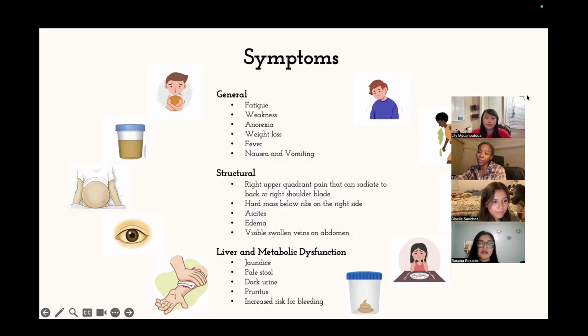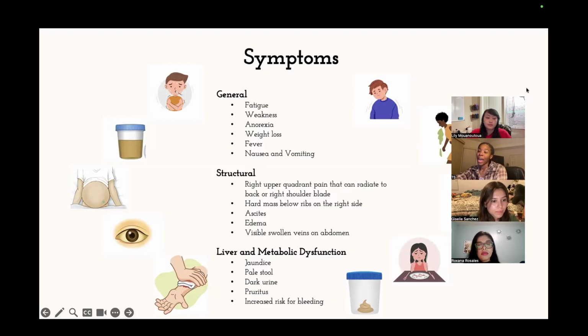They could have a mild fever due to the inflammation from the tumors or secondary infections. And a lot of patients with liver cancer say that they feel sick to their stomach. This is because the liver can't process toxins well, so they're going to be very nauseous and they may vomit. The structural symptoms are due to the tumors that develop in liver cancer.